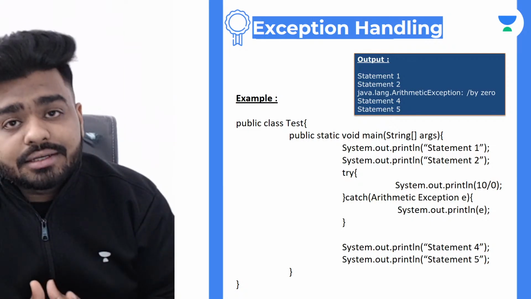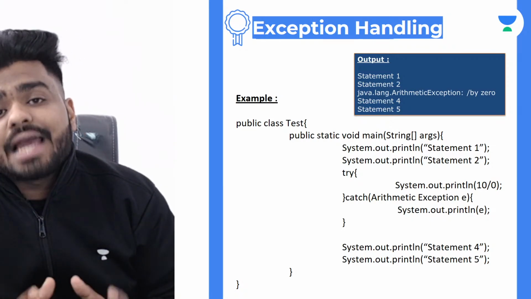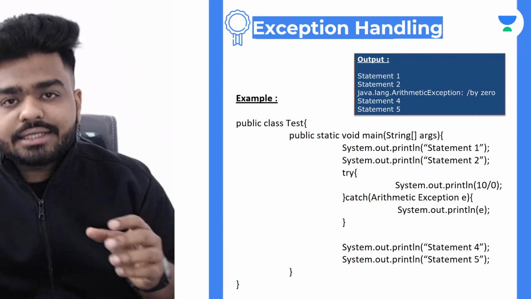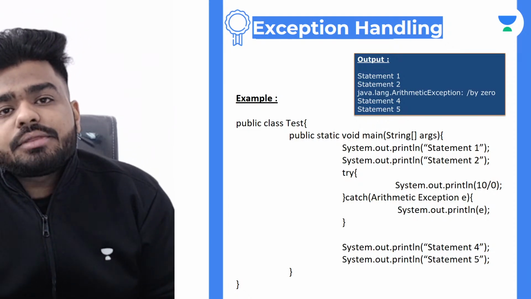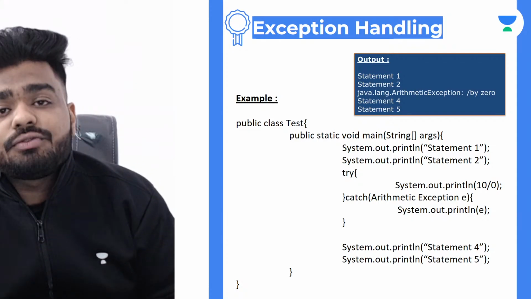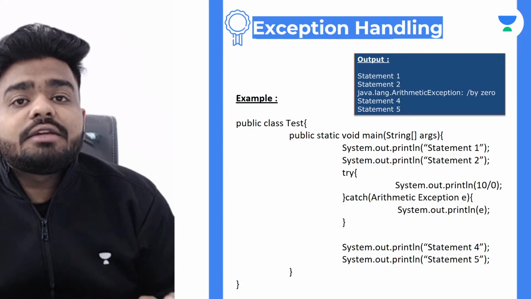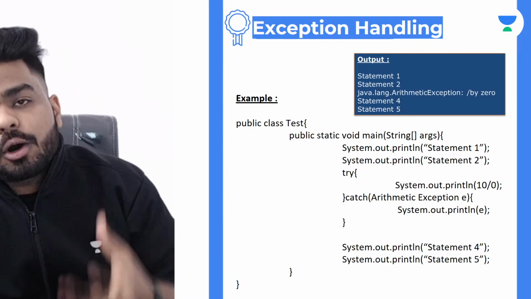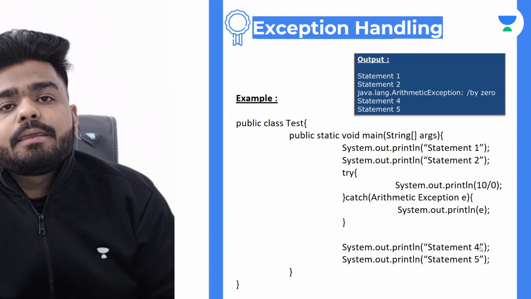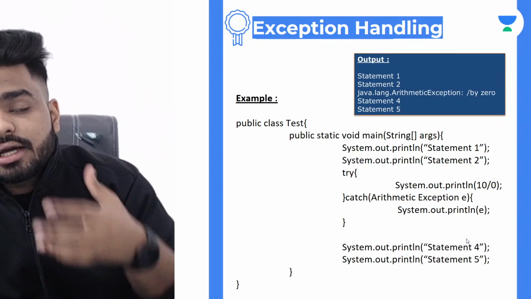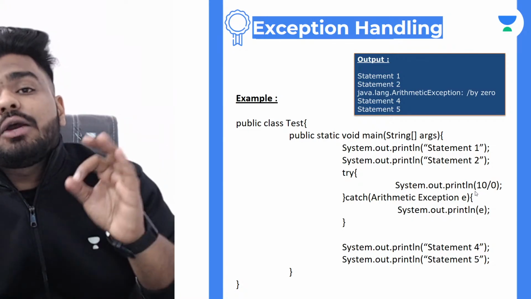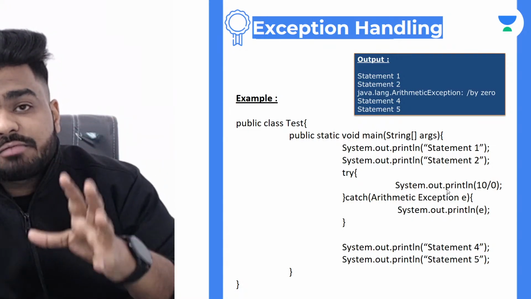So those are errors, but exceptions are only handled. It's not properly corrected. So when I'm saying 10 by 0, if it is just getting handled, that means it won't give me an infinity value. It will give me something else, some other output, and then it will print statement 4 and statement 5. Correctness would have been if this 10 by 0 gave me an infinity value. Then I would have said that this particular thing has been corrected.